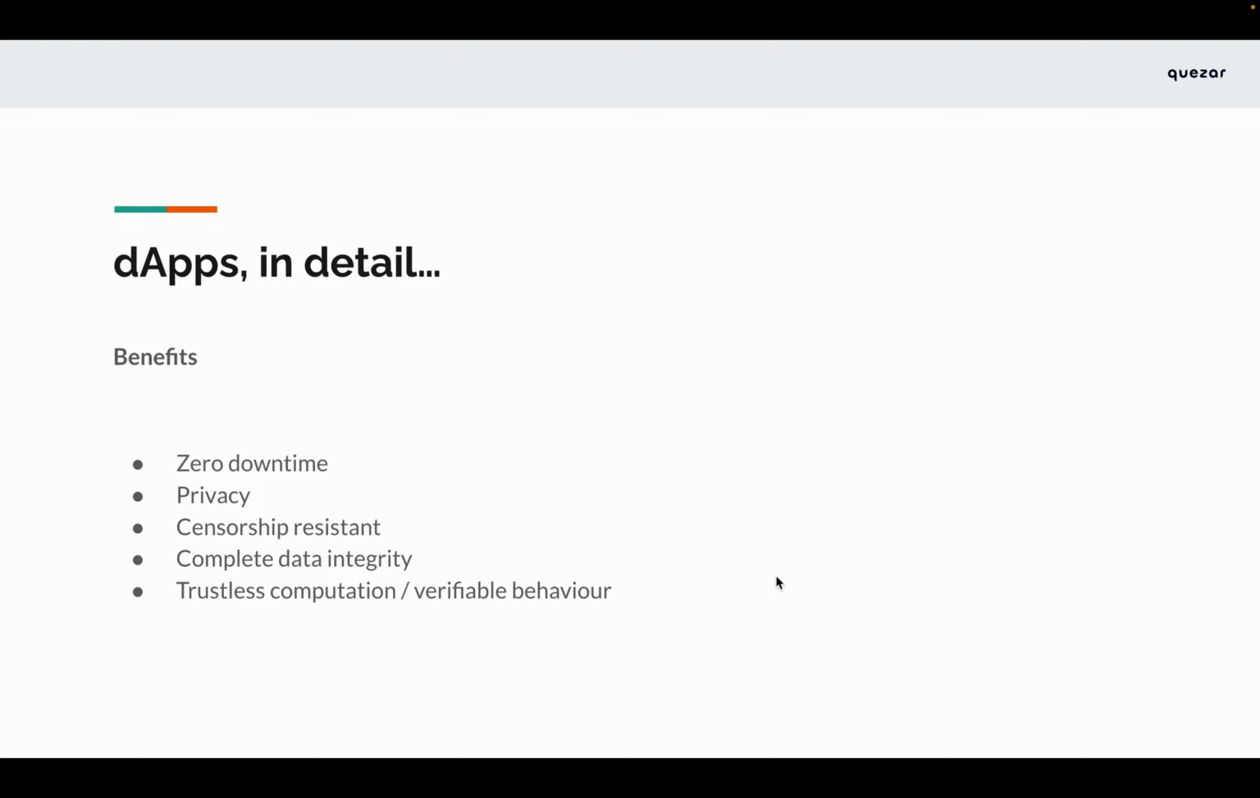And since it's the smart contract code that is already deployed on the network, it will execute the way it's written. So any activity that you do on the network would be done in the way that is intended by that smart contract. So that's how you get the trustless computation and verifiable behavior of dApps.